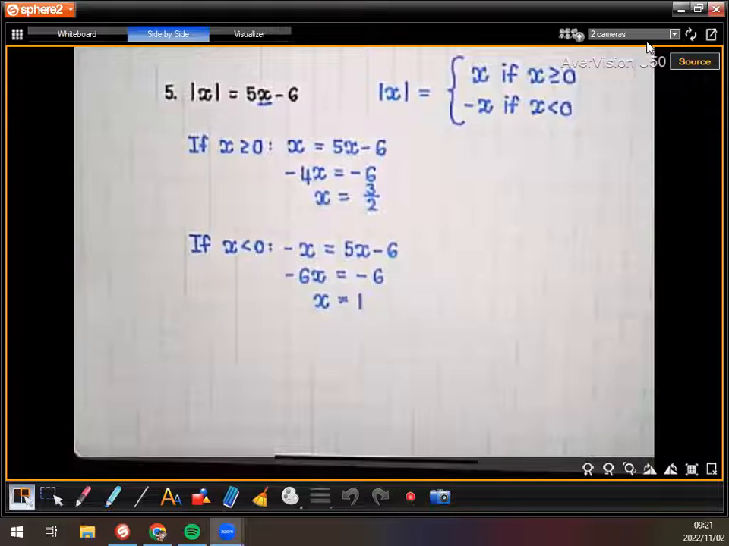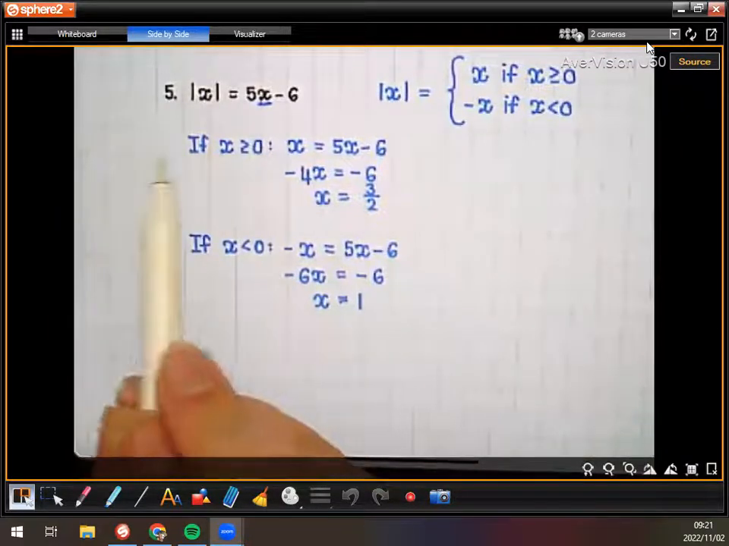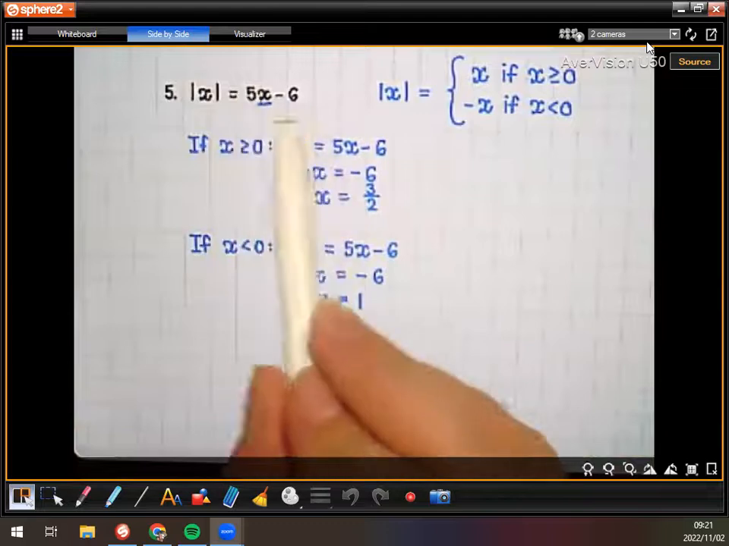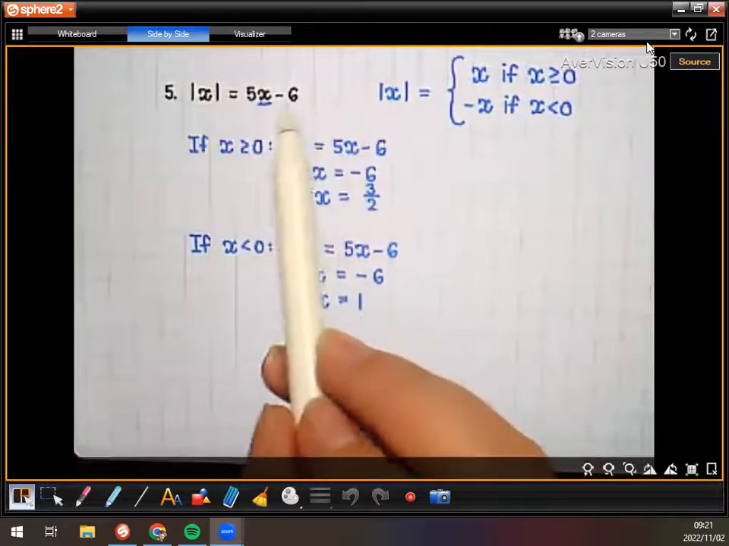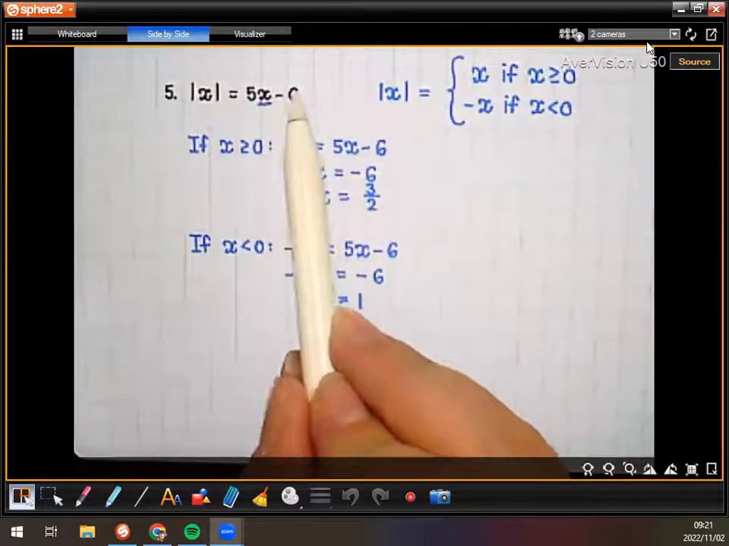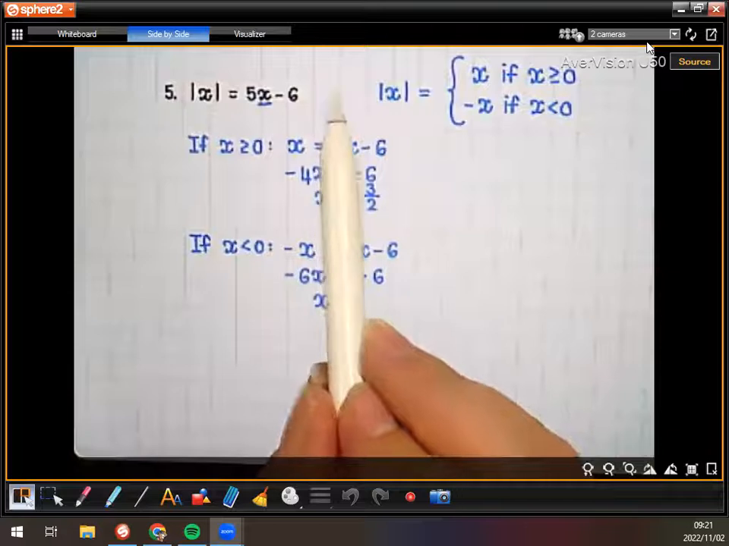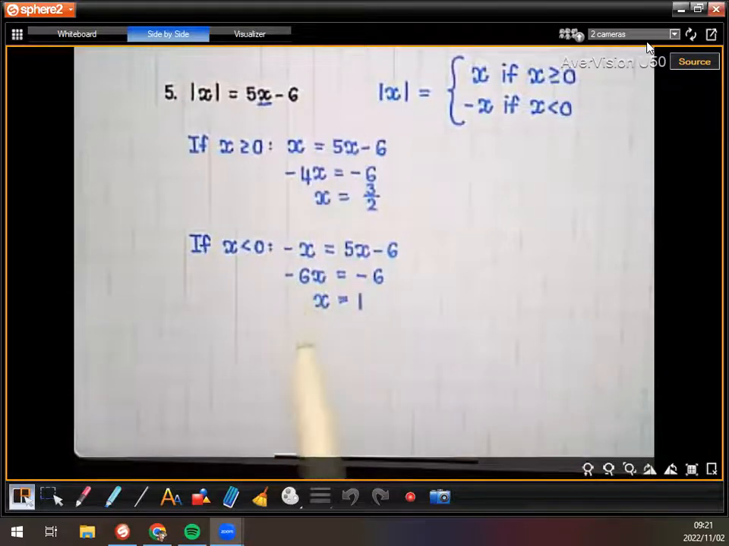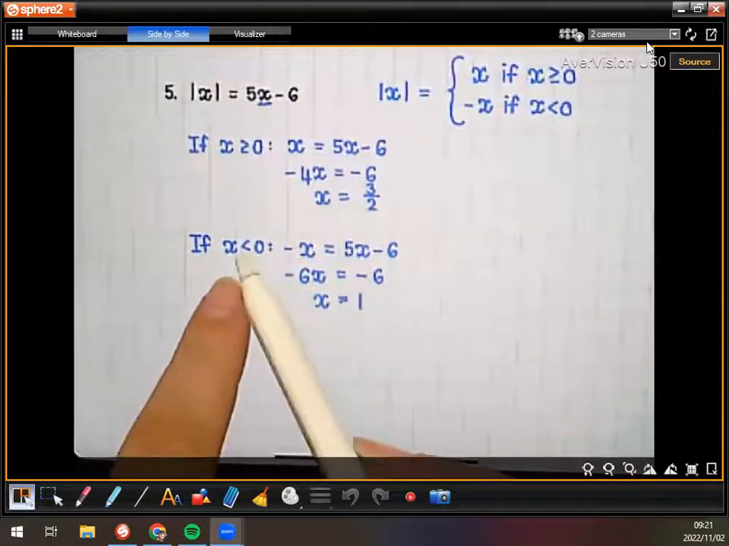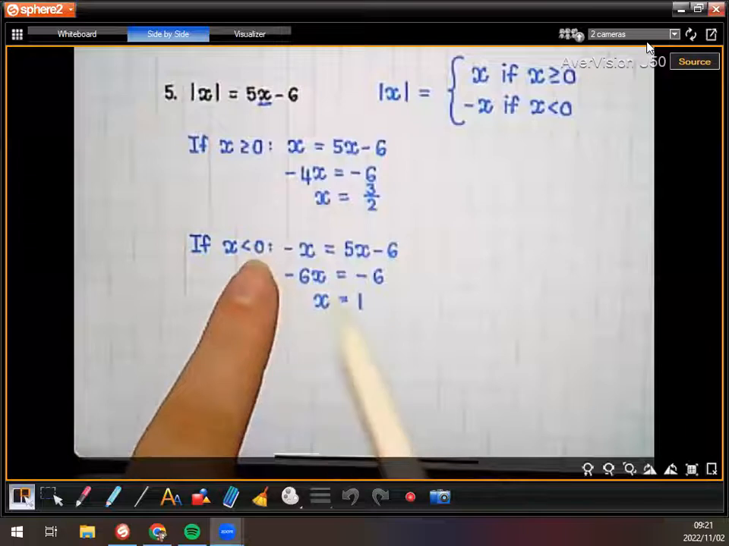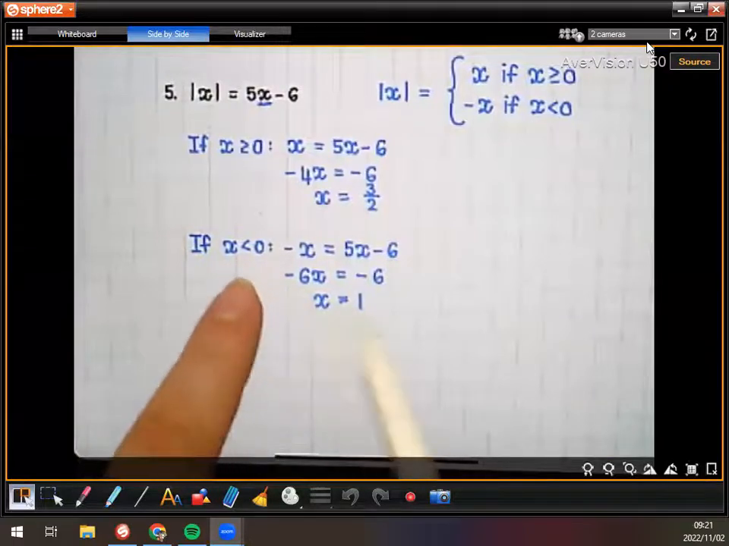Let's check that. What's the absolute value of 1? It's 1. Okay, so on the left we get 1. What am I going to get on the right if I make x equal to 1? 5 times 1 is 5, minus 6 is negative 1. So does this one actually work? No. Guys, we said if x is negative, is 1 a negative answer? No.